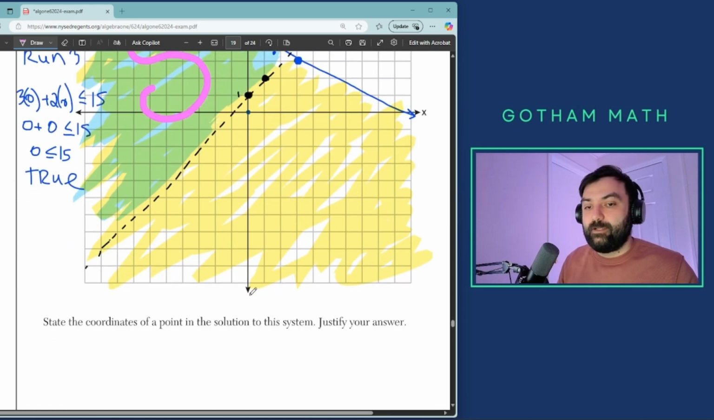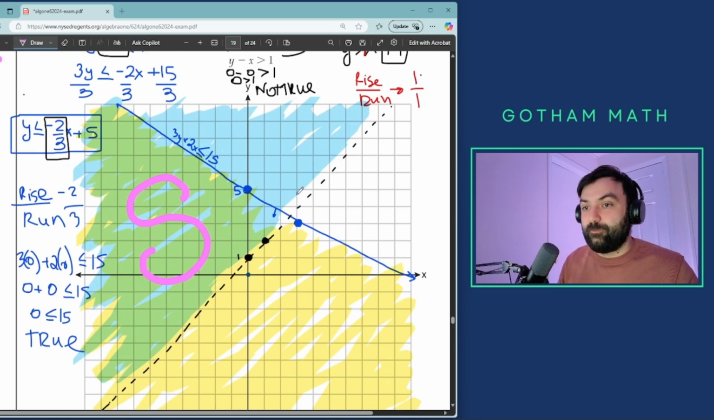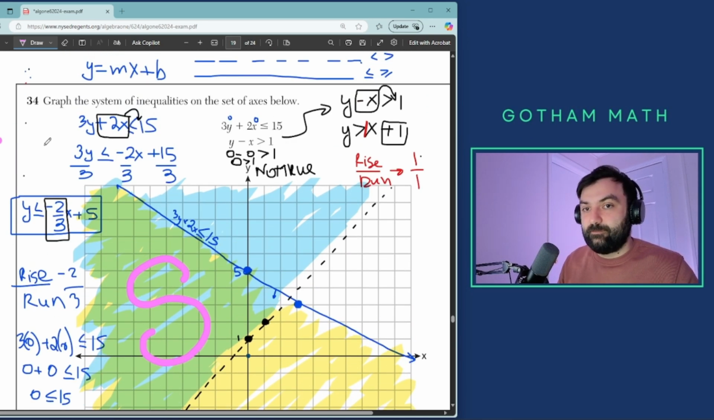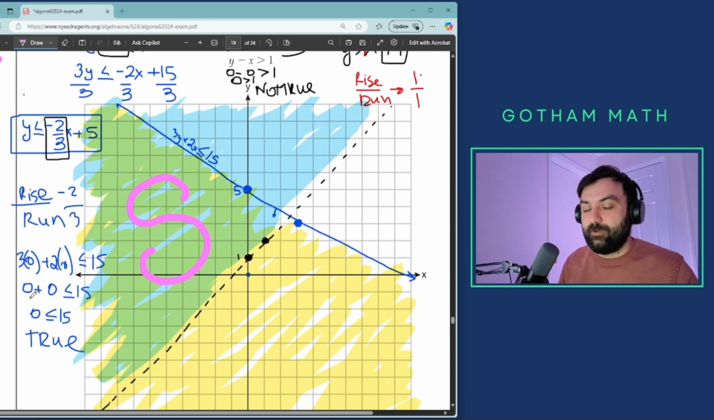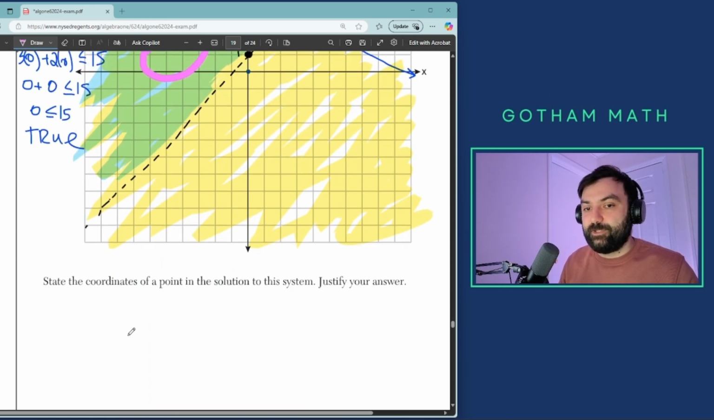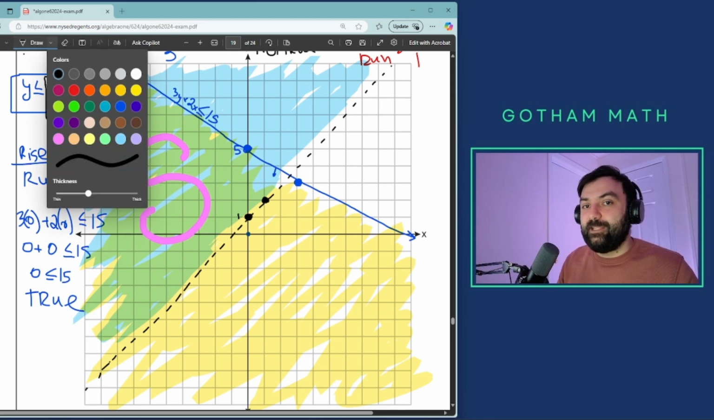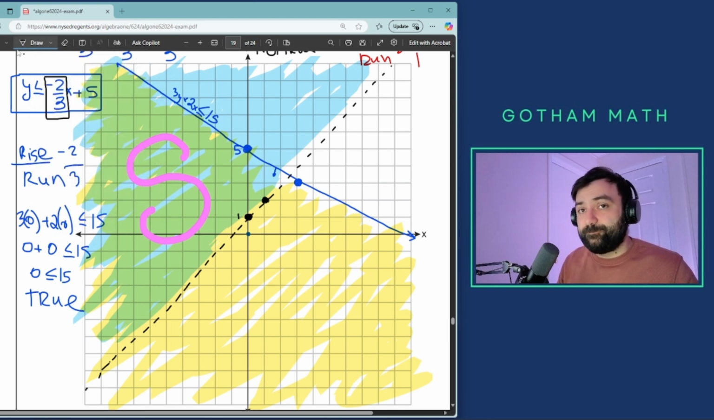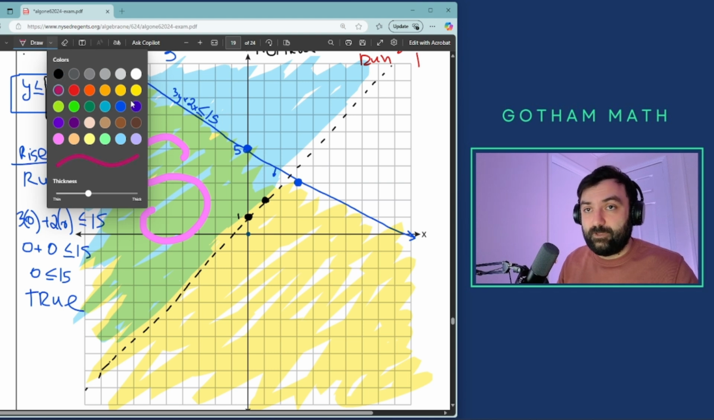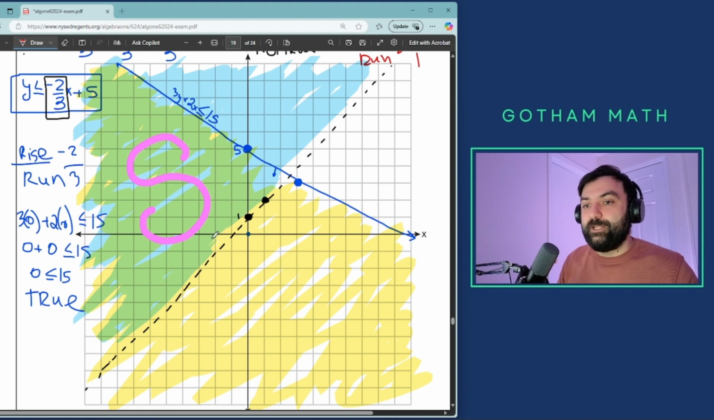All right, and now we're gonna have to. That's it. We're done. This is all. Now we're about to answer the last question. State the coordinates of a point in the solution to this system. So you can literally take any point from the green. I want to do it with red probably. From the green region. All right. So anything.